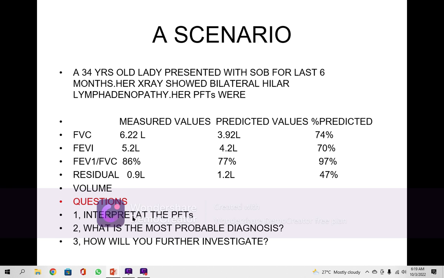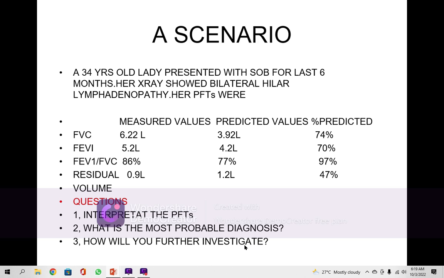Interpret the pulmonary function test. I have already interpreted it. What is the most probable diagnosis? Because the residual volume is lowered, it is one of the restrictive lung diseases, while the other lung function tests are normal or favorable, or good, you can say. So the most probable diagnosis is the restrictive type of lung disease, because the residual volume is lowered.